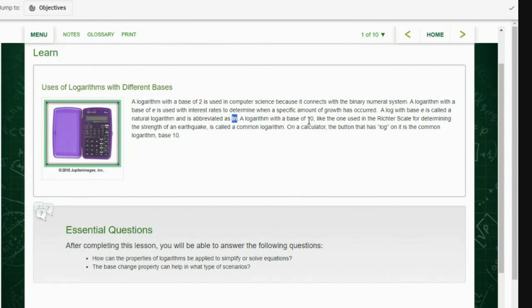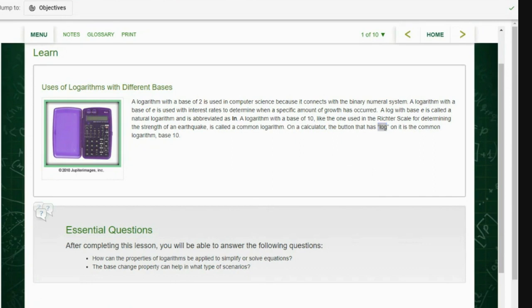A logarithm of base 10 is the standard, because we have a number system based on 10. So log on a calculator, if you don't write the base, it's assumed to be 10. That's used in the Richter scale for determining the strength of an earthquake. That's called the common logarithm, just base 10. So on a calculator, that button that has log, that's the common log. That's base 10.